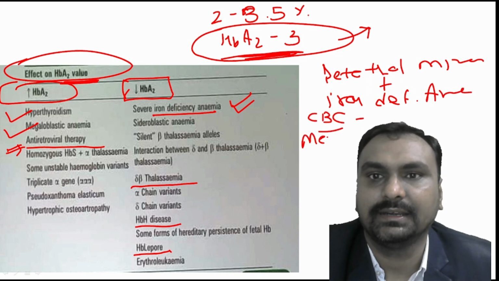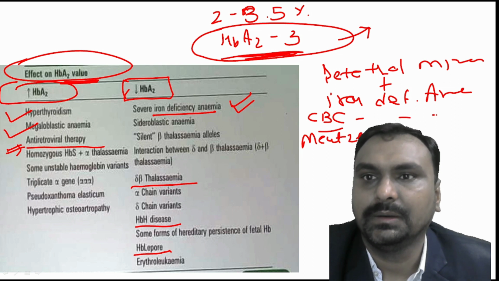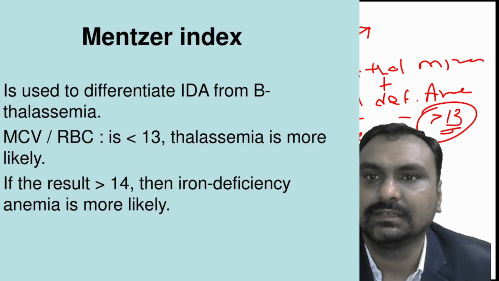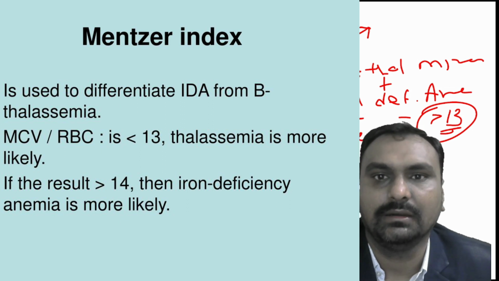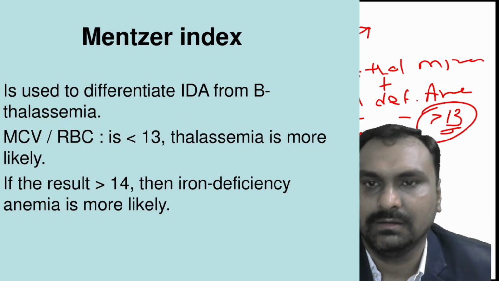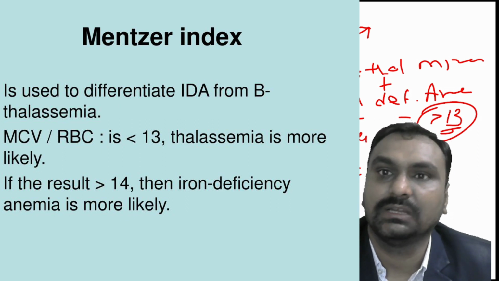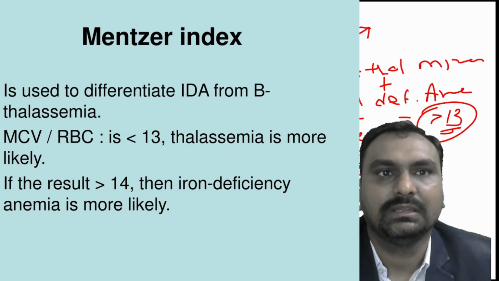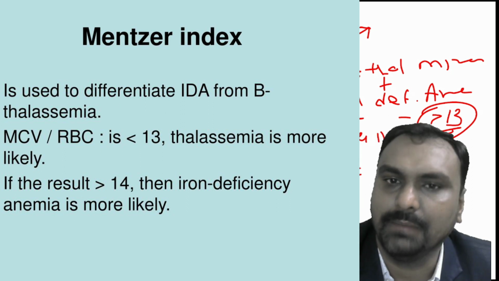Okay, we have to look for the Mentzer index. If it is more than 30, it is suggestive of iron deficiency anemia. If this index is less than 30, it is more likely beta thalassemia minor. But you also have to see the iron, TIBC and ferritin levels, and then rule out iron deficiency anemia. If the patient has iron deficiency anemia, we have to give treatment for 3 months, then repeat the HPLC and then confirm beta thalassemia minor.